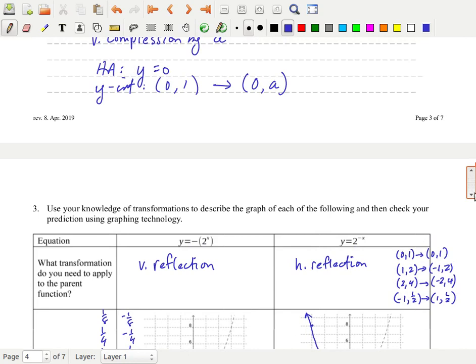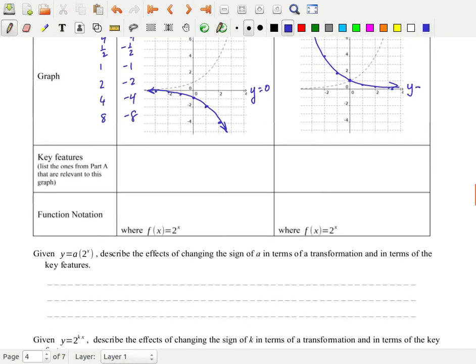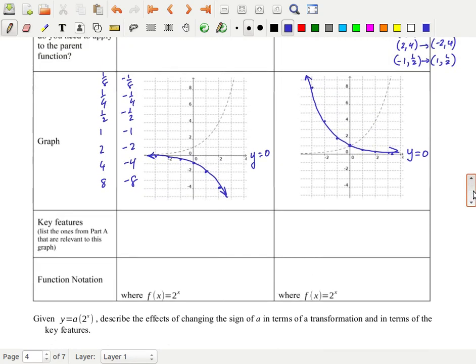Once again, the asymptote is still at y equals 0. Okay, key features. Now, something actually quite important has happened here. The horizontal asymptote hasn't changed, but I'm going to keep stressing this. The horizontal asymptote is at y equals 0. But now we've gone from something that was always increasing to always decreasing. And the y-intercept is now at (0, -1).